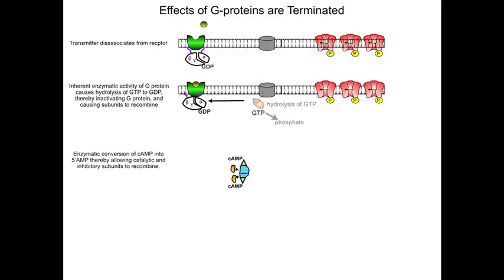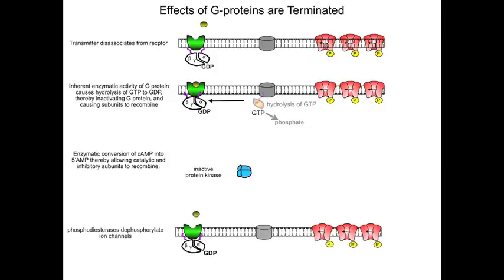The third concerns the inactivation of protein kinase A. Here, phosphodiesterases convert cyclic AMP into 5' AMP, which does not bind to the inhibitory subunits. When the cyclic AMP is converted into 5' AMP, it disassociates from the inhibitory subunits, and the inhibitory and catalytic subunits recombine, thereby terminating the activity of the kinase.